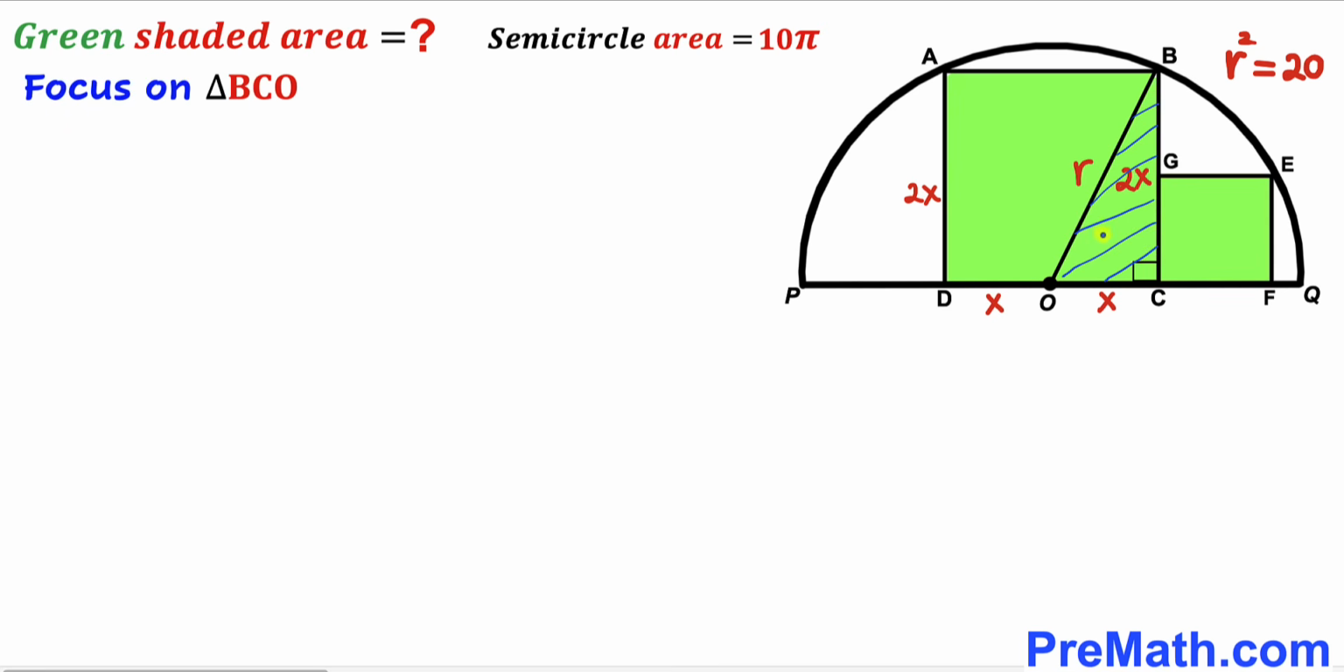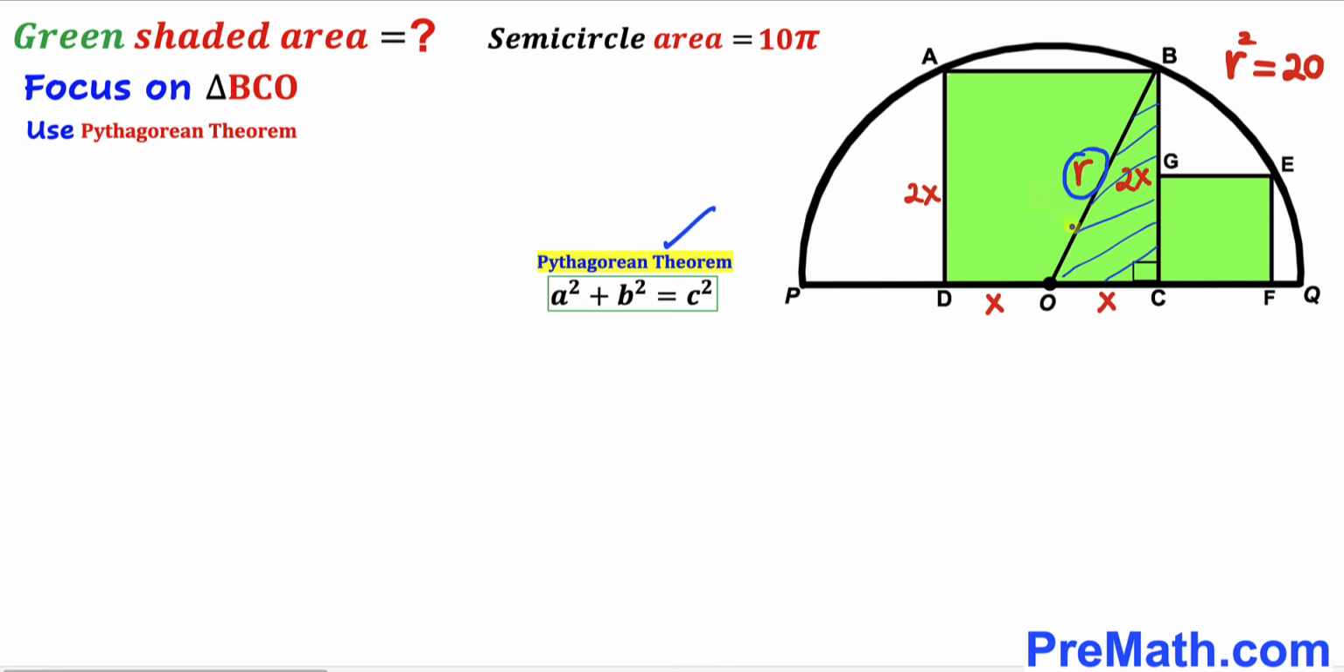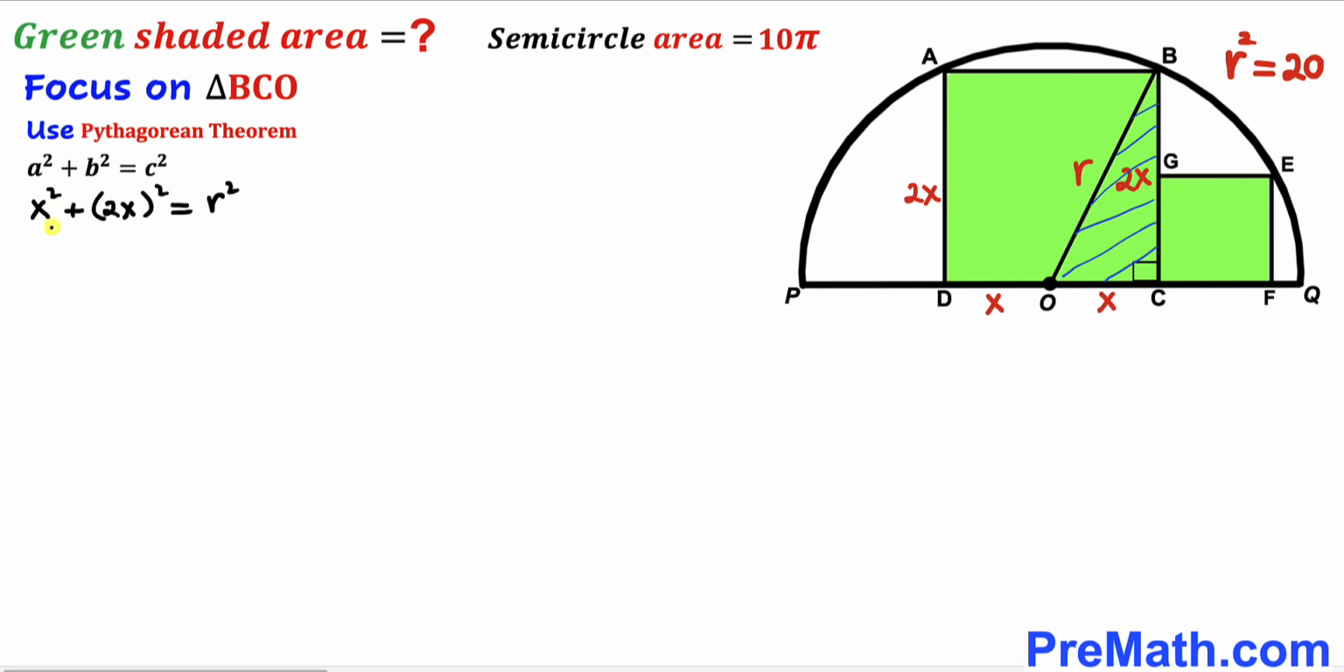Now we are going to focus on this right triangle BCO, and apply the Pythagorean theorem on this triangle. Here's our Pythagorean theorem: a square plus b square equal to c square. In our case, our hypotenuse is lowercase r, whereas the two other legs are x and 2 times x. Let's fill in the blanks. We got x square plus 2 times x whole square equal to r square. Let's simplify. That gives us x square plus 4 times x square equal to r square.